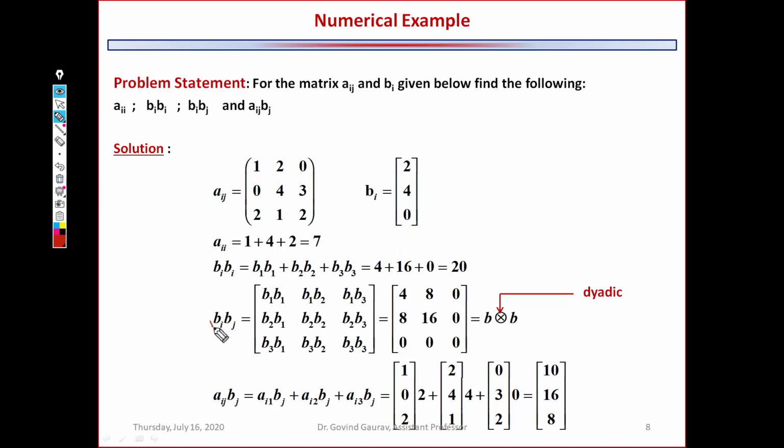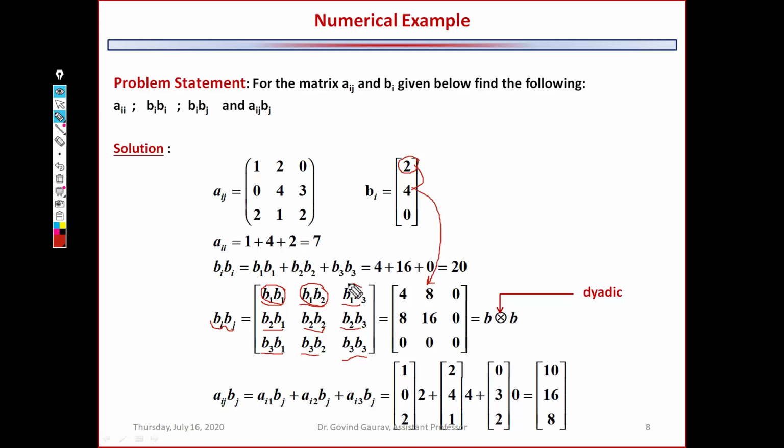Next is when bi is multiplied by bj. So if we expand these terms, what will we get? b1 b1, b1 b2, b1 b3, b2 b1, b2 b2, b2 b3, b3 b1, b3 b2 and b3 b3. So if we multiply all these coefficients, say take an example b1 multiplied by b1, which is 2 multiplied by 2. What will be b1 multiplied by b2? It will be 2 multiplied by 4, which gives us a value of 8.